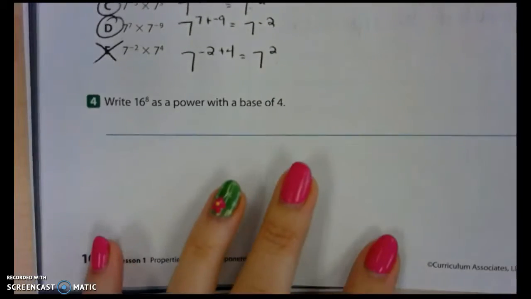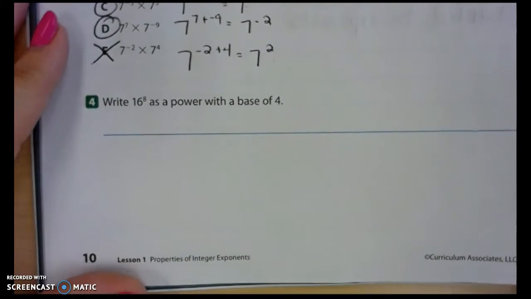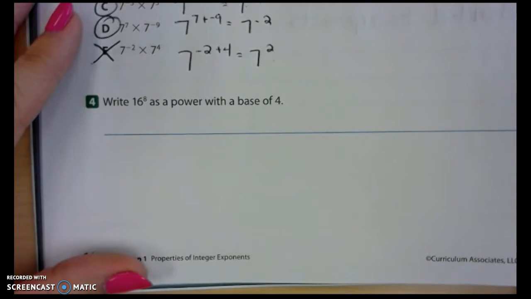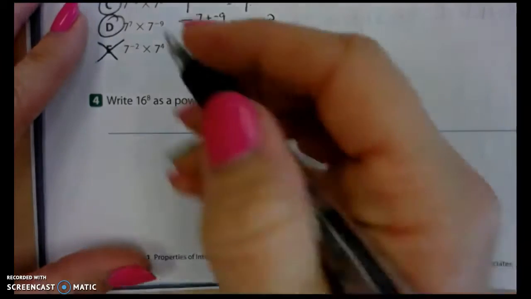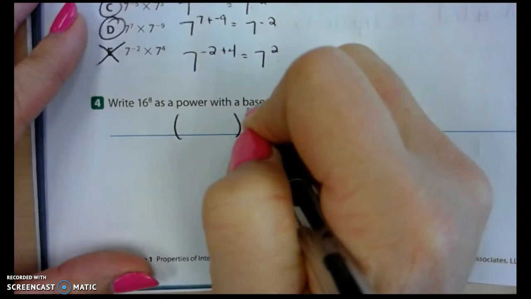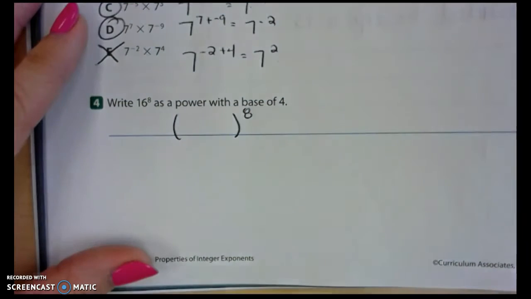All right, number 4. Write 16 to the 8th as a power with a base of 4. Do they want us to change the exponent or the base? They want us to change the base. So for now, just set the exponent off to the side.